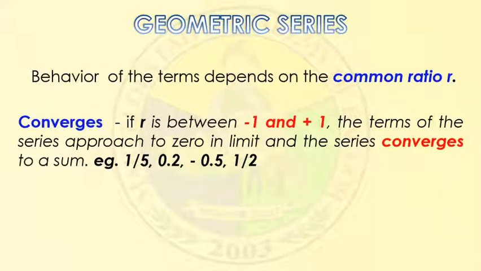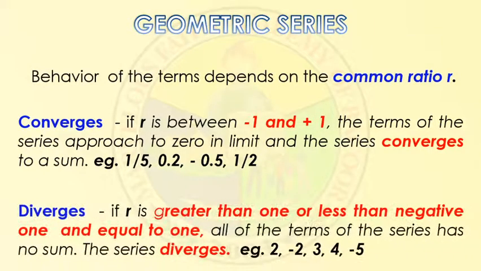Pag sinabi natin converges, ibig sabihin nun yung term sa ating sequence ay malapit siya sa 0. Therefore, kapag ganun yung ating mga terms, kayang-kaya niyang isolve yung sum. But if the value of the common ratio is greater than 1 or less than negative 1 or equal to 1, the series has no sum. The series diverges. Example given, 2, negative 2, 3, 4, and negative 5.